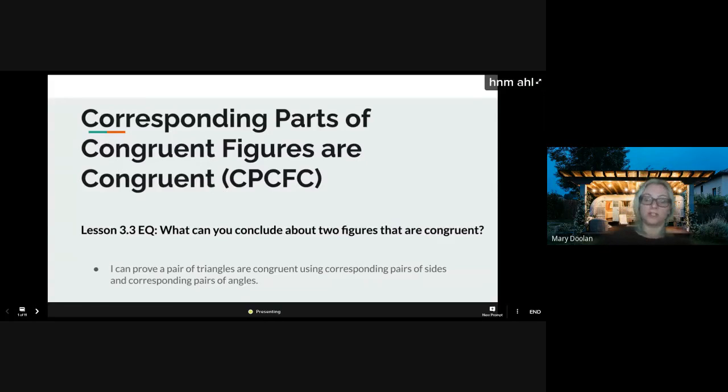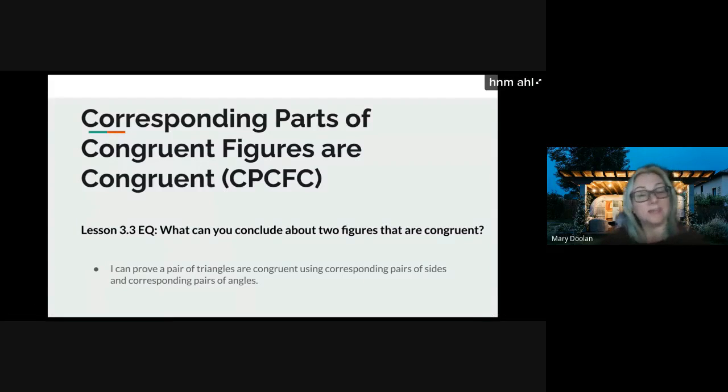Corresponding parts of congruent figures are congruent. That's what CPCFC stands for. All right, and this is something we're going to be using when we prove statements. And so that's what we're going to be doing today.